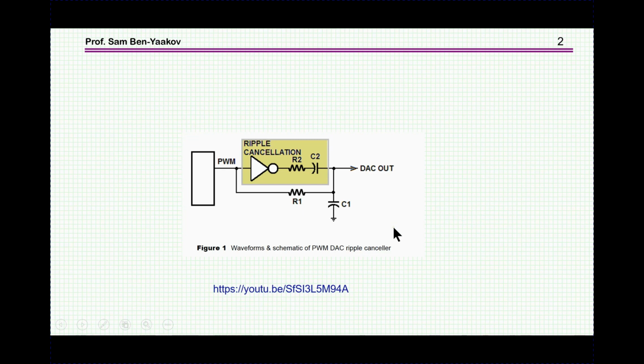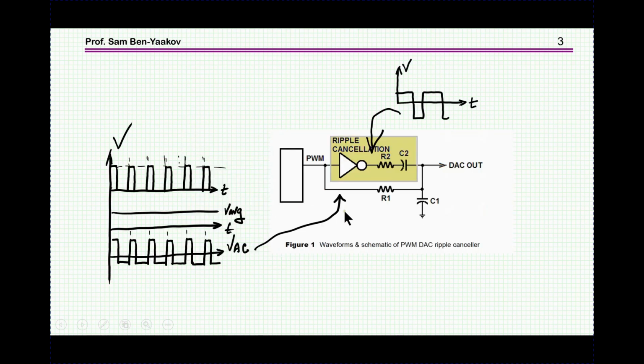The previous video was about ripple cancellation of a PWM signal that you want to convert to DC or to an analog signal, and this is done by putting a filter. But in order to reduce the ripple of the filter, there's a way to put an inverter and then another branch, so that you are actually generating an AC signal which is in the reverse polarity of the original signal. And by that you can partially cancel the ripple of the RC filter. And I've shown that this is pretty nice.